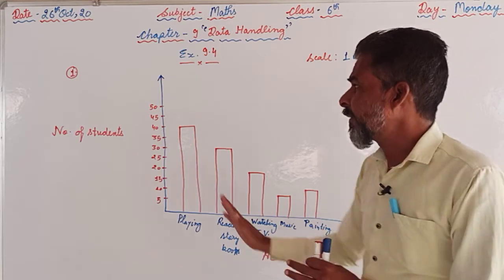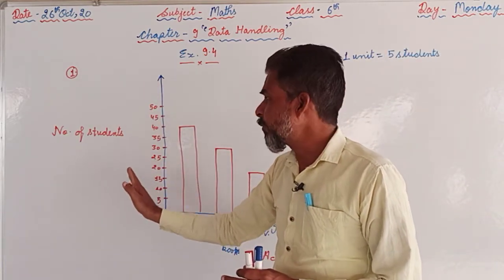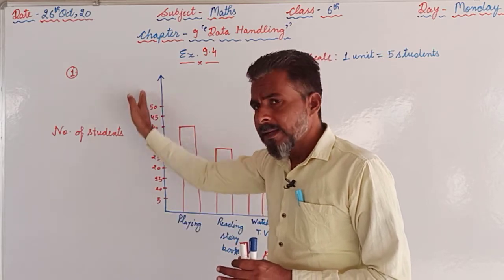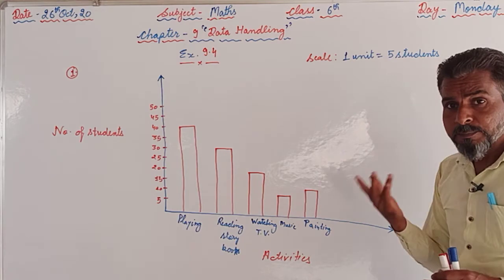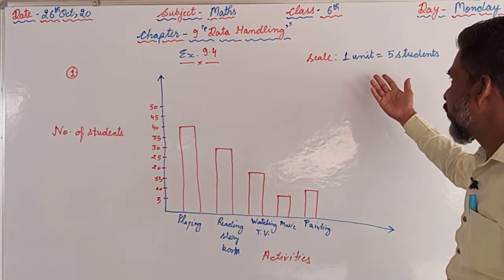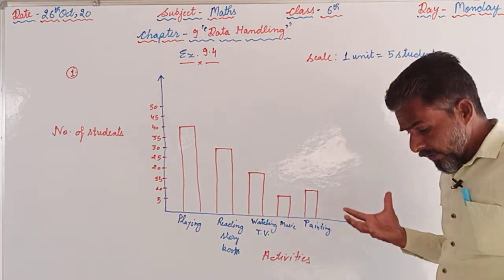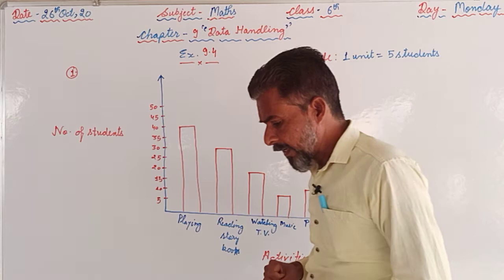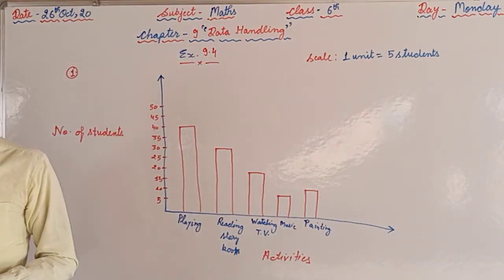In this question, we have taken the number of students on the vertical axis. Numbers mainly we are supposed to take on the vertical axis, and then the activities on the horizontal axis. The next important thing is the scale. In this question, the scale is given, that is okay. According to that scale only we are supposed to draw the bar graph.